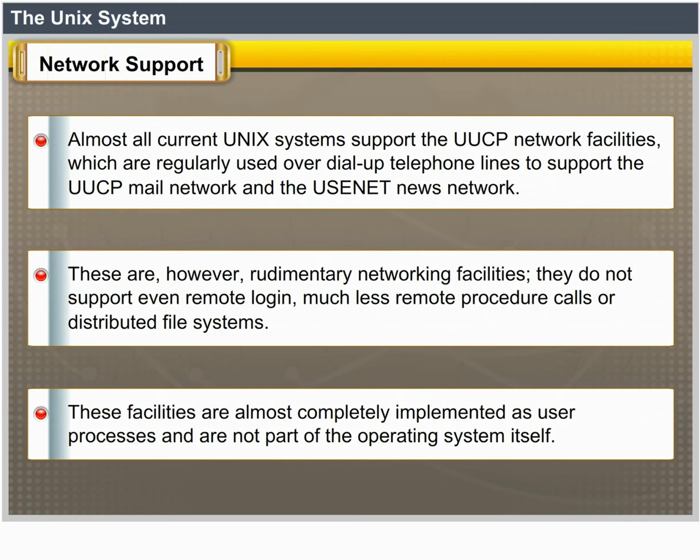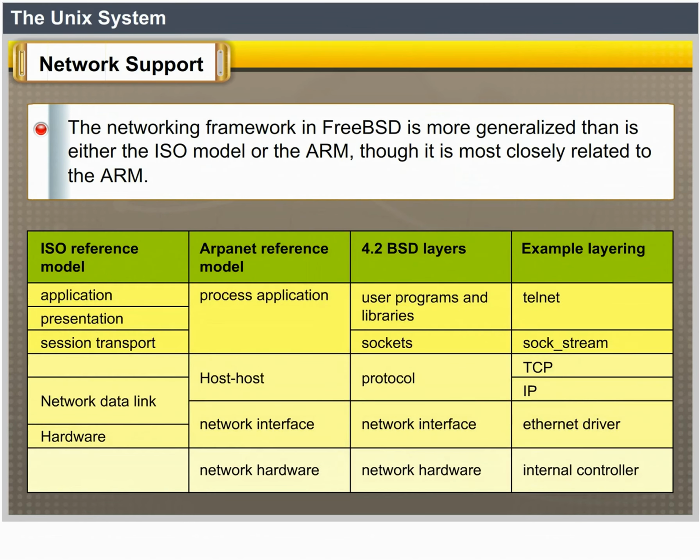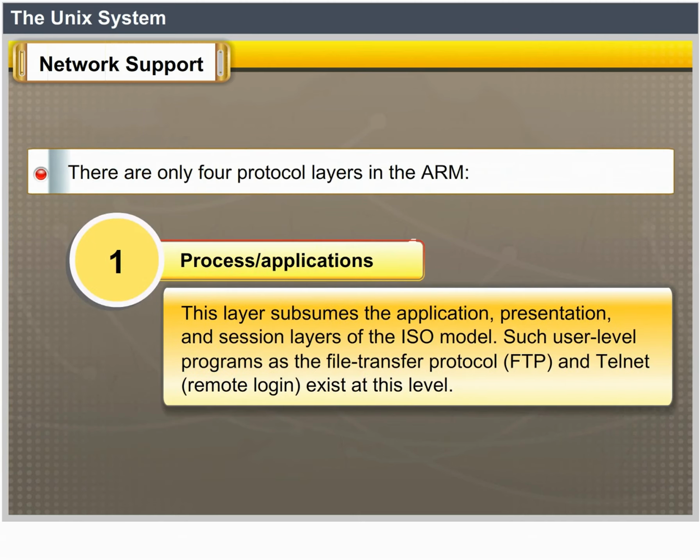The networking framework in FreeBSD is more generalized than is either the ISO model or the ARM, although it is most closely related to the ARM, as shown in the figure below. There are only four protocol layers in the ARM. Process applications. This layer subsumes the application, presentation, and session layers of the ISO model. Such user-level programs as the File Transfer Protocol, FTP, and Telnet, remote login, exist at this level.